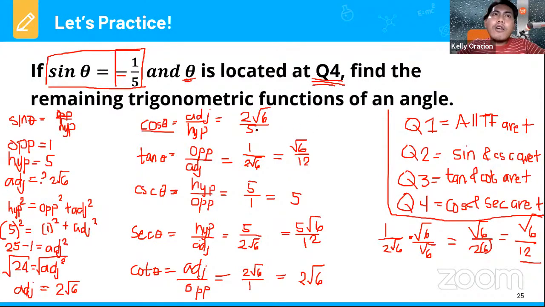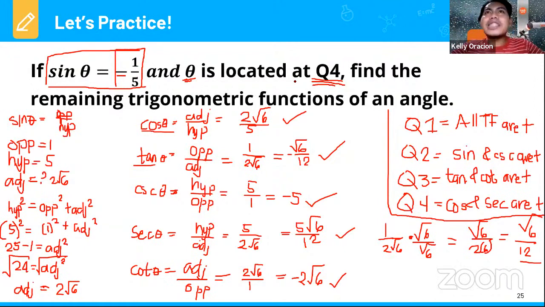So, ang value ng ating cos, positive, this is now your final answer. Tan, it should be negative. Final answer. Cosecant, it should be negative. Secant, positive. Cotangent, negative. Yan lang yung, kumbaga, the last step. The last step is you need to consider the location of the angle.